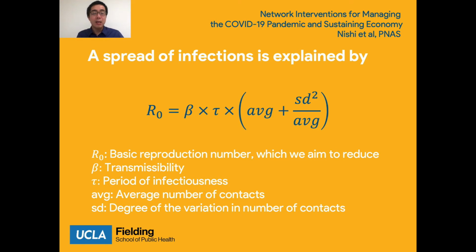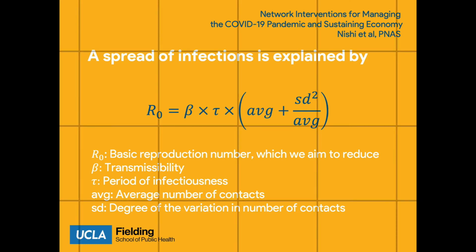As you see in the equation, both a reduction in the average and a reduction in the degree of variation can contribute to a reduction in reproduction number. Let's see how we could achieve the reduction in the next 2 slides.